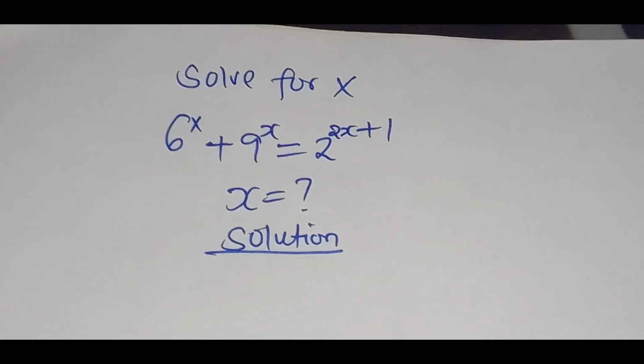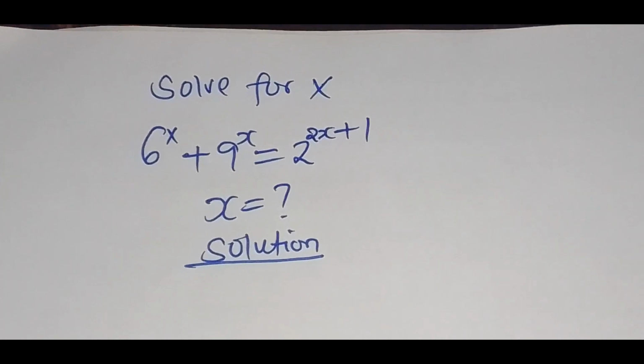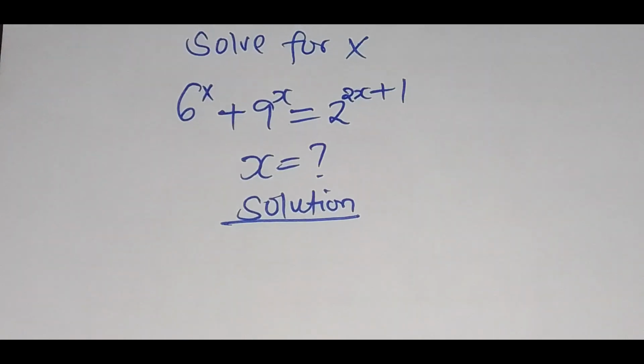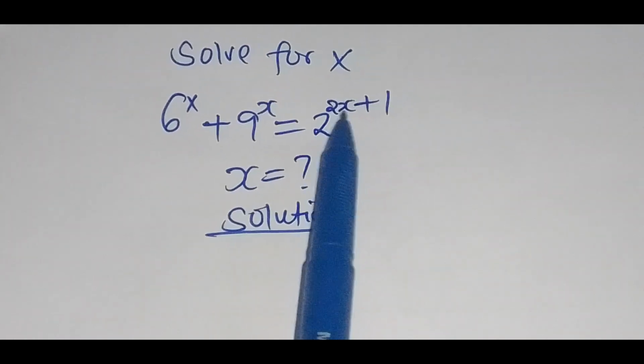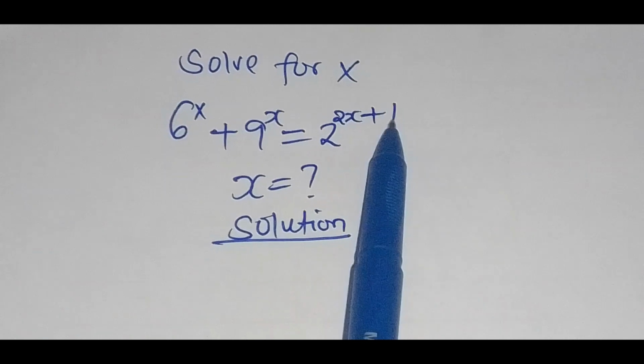Hi everyone, welcome back. We solve for the value of x in the exponential equation given. Okay, so we have 6 raised to the power x plus 9 raised to the power x is equal to 2 raised to the power 2x plus 1. Okay, so you can see this is 2 raised to the power 2x plus 1.